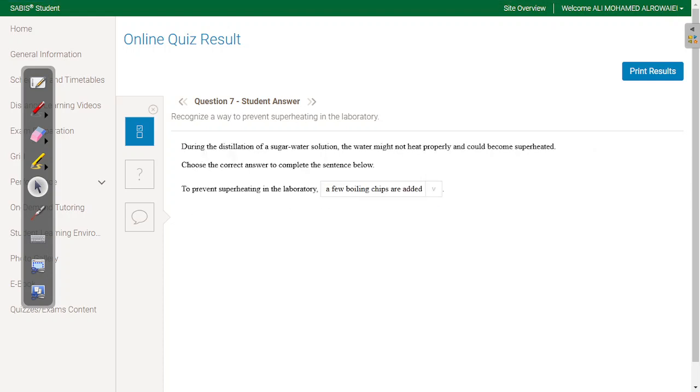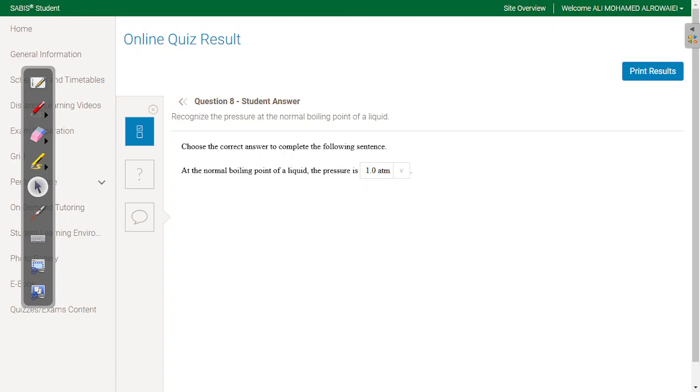Okay, we did not take superheating, but just memorize it just in case. At the normal boiling point of a liquid, the pressure is 1 atmosphere. So when they say water has a 100 degrees Celsius boiling point, that's only at 1 atmosphere, so it could change if you change the pressure.